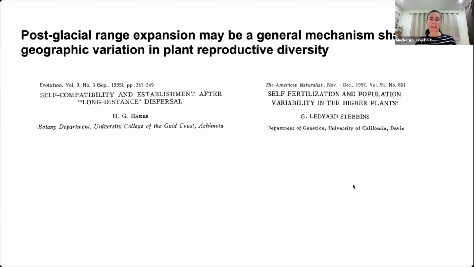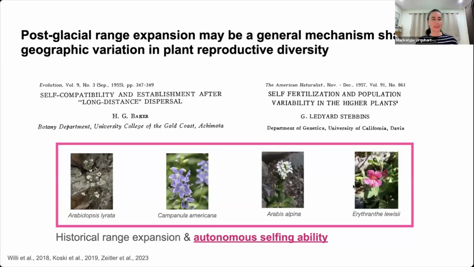Generating the phylogeographic data sets necessary to test the effect of post-glacial range expansion on plant mating system evolution has been difficult in the past, since high-caliber tests require data on both reproductive assurance and phylogeographic reconstructions. But with the increasing accessibility of large genomic data sets that include range-wide sampling, we're now, as a field, poised to effectively address these questions. So our study joins a handful of previously published work that tested and provided support for historical range expansion that shapes spatial variation in autonomous selfing ability.